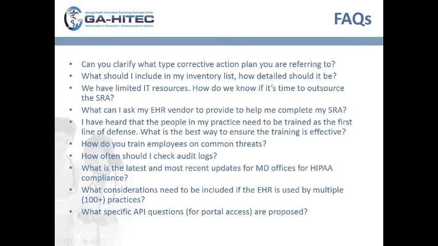Okay. Can you clarify what type of corrective action plan you are referring to? This is one of the questions that came in for the registration. We're not exactly sure what they were referring to. What we believe they're talking about is our mitigation plan that has corrective actions to mitigate the risk. So I believe we're talking about the mitigation plan for corrective action, and it must have dates when you plan to have that correction completed.